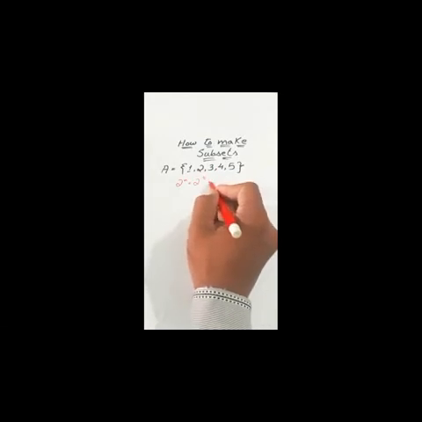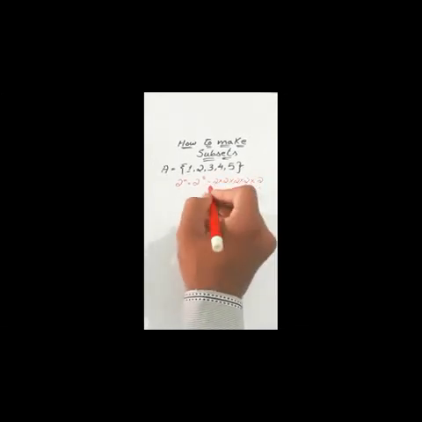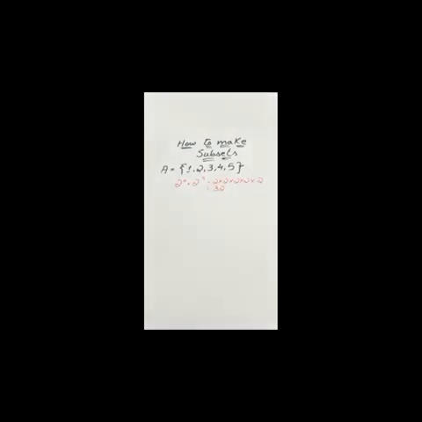And 2 power 5 means 2 multiply by 2 multiply by 2 multiply by 2 multiply by 2, and 2 to the 4, 4 to the 8, 8 to the 16, 16 to the 32. 32 subsets will be formed of this set. So let's start. We'll start with the null set first of all.